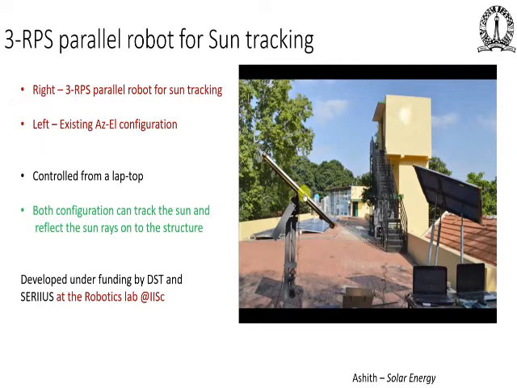This robot was developed by PhD students at ISC. This is the roof of one of the buildings where interdisciplinary research on solar energy was being done. These are solar panels, and we also put up these two mirrors for sun tracking.